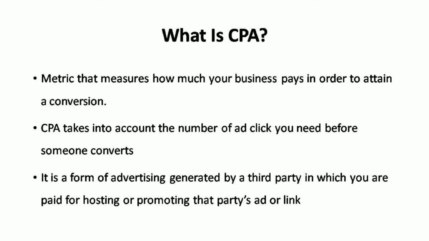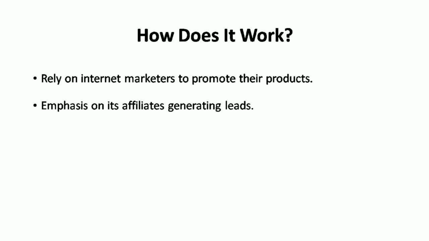Cost per action means that your reader just takes a specific action. It's a form of advertising generated by a third party in which you're paid for hosting or promoting that party's ad or link. So you might now be wondering, how does it work? Well, it sounds remarkably like affiliate marketing, doesn't it? But there are some vital differences to learn right away.